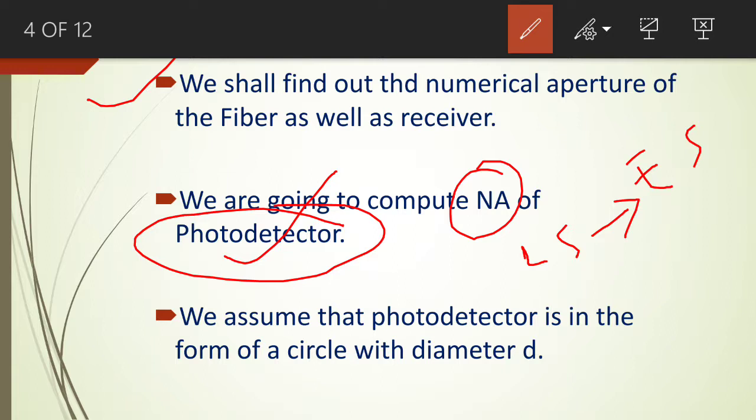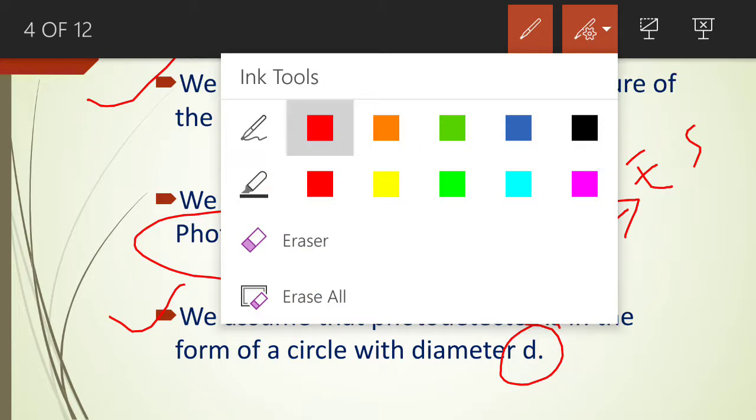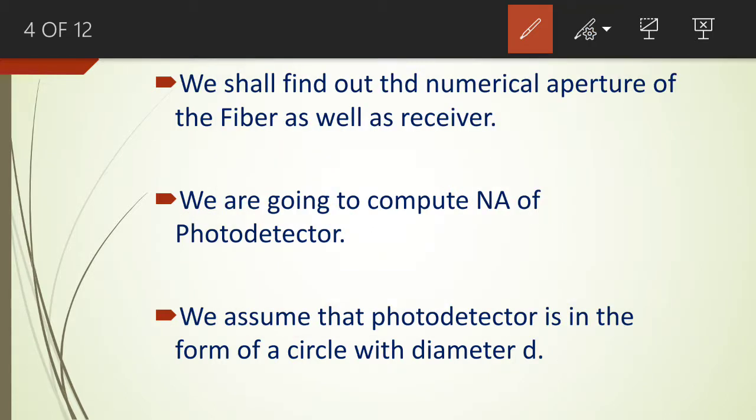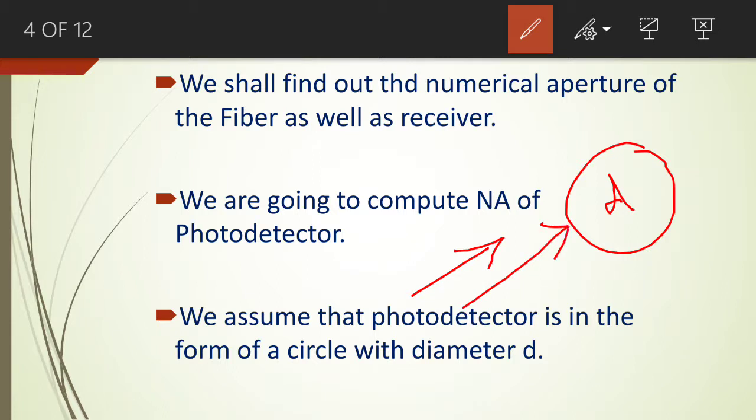So we are going to find out the numerical aperture of the photo detector. We assume that the photo detector is in the form of a circle with a diameter d. So what we assume over here, we assume that the photo detector is in the form of a circle, and the diameter of the circle is d. So let's say the photo detector of the fiber optic communication system is in the form of a circle of diameter d.